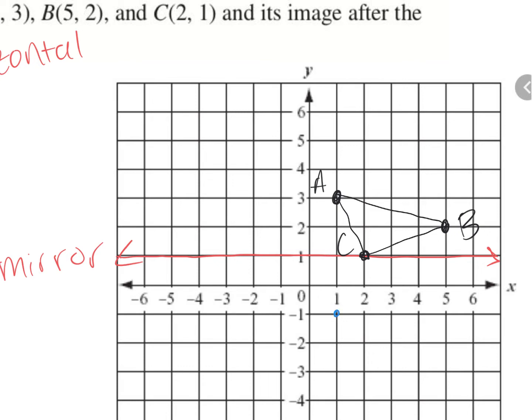1, -1. Okay? What do you do with C? So hold on. Wait, we're gonna get there. A, we're going 1 point at a time, guys. A was how many units above the line of reflection? 2. So we move it down 2, and then we move 2 below, and we get to A prime.